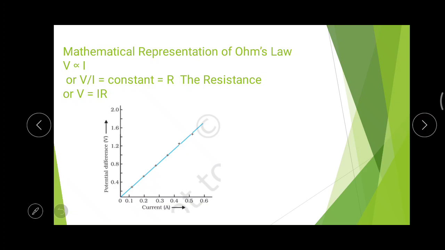For the proof of Ohm's law, you have an activity. Go through that activity in the textbook, read that one, and if time allows we will do it in the lab. So V by I is a constant, and that constant is known as R, the resistance. So V by I is equal to R, so V is equal to I into R. The mathematical representation you should study: V proportional to I, then V by I is a constant, and that constant is known as R, the resistance of that conductor.